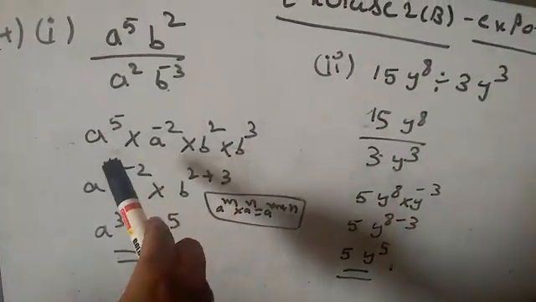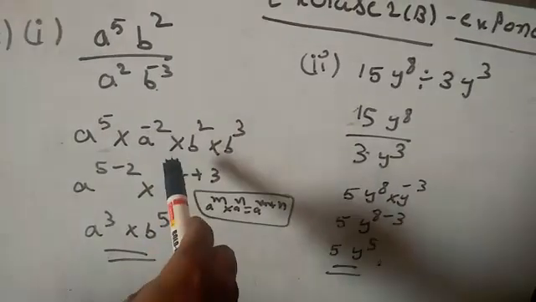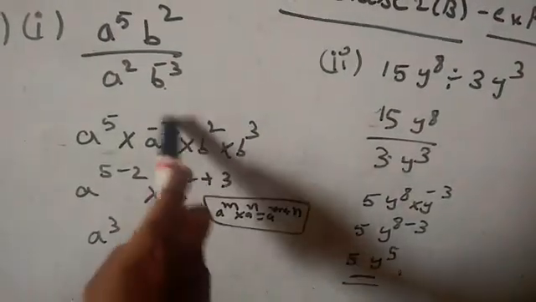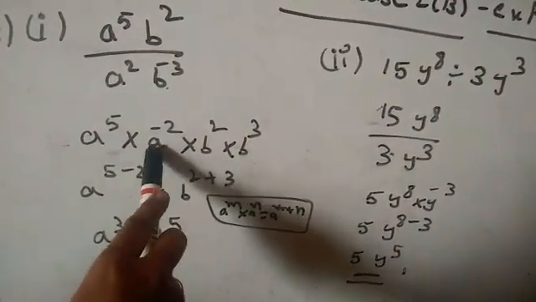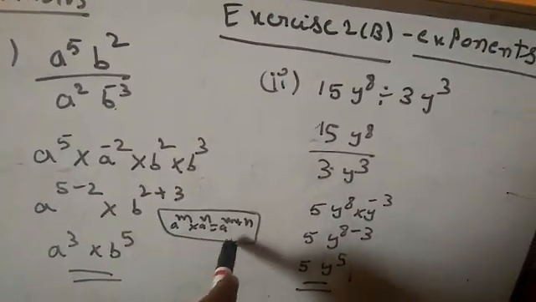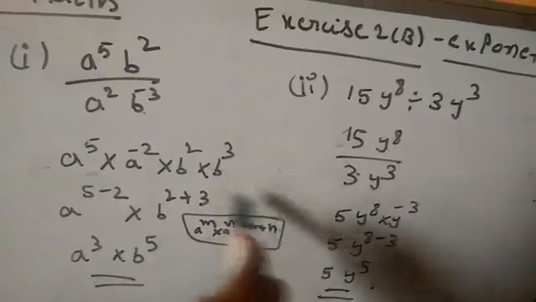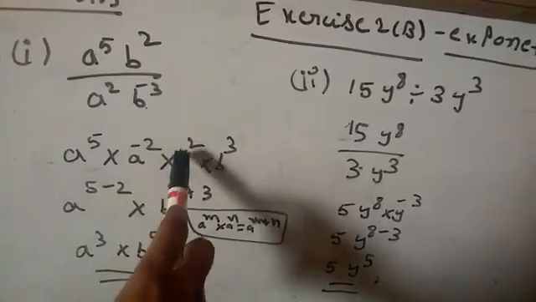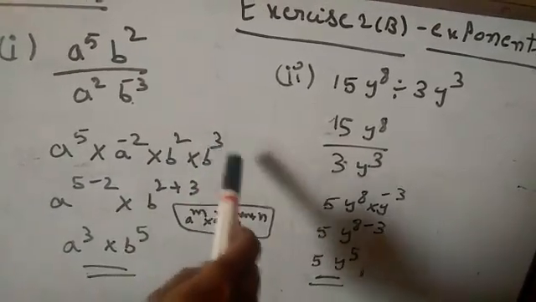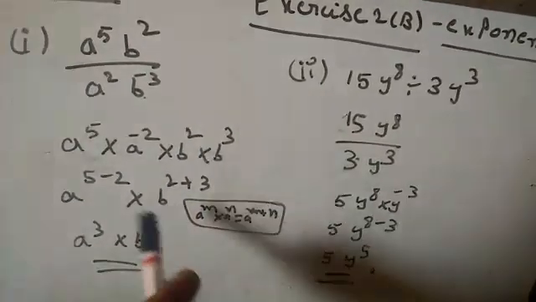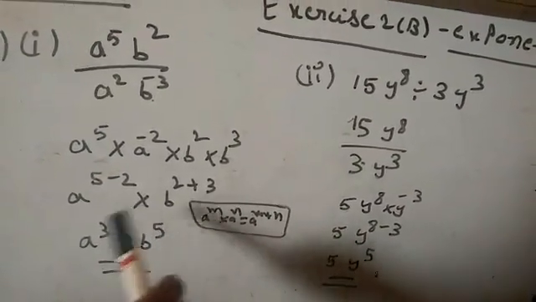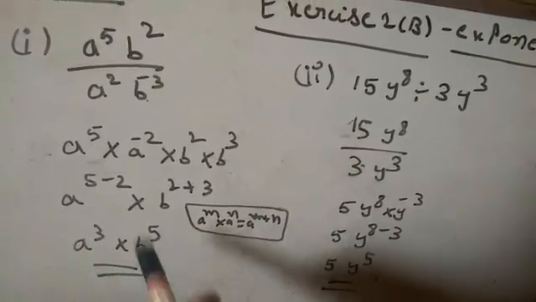So a to the power of 5 into a to the power of minus 2 into b square into b cube. Here a to the power of 5 into a to the power of minus 2, same base means powers are added. The formula is a to the power of m into a to the power of n equal to a to the power of m plus n. This formula we have to apply here. So a to the power of 5 minus 2, into again here also base same, powers are added, b to the power of 2 plus 3. Next, 5 minus 2 is 3. So a cube b to the power of 2 plus 3 is 5. So a cube into b to the power of 5 is the answer.